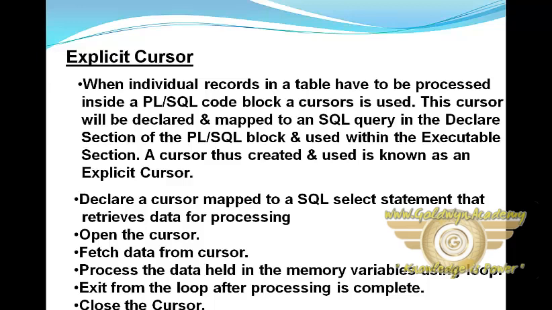Here are the steps involved in using an explicit cursor and manipulating data in its active set: declare a cursor, map it to a SQL select statement that retrieves data for processing, open the cursor, fetch data from the cursor, process the data held in the memory variables using a loop, exit from the loop after processing is complete, and the last one is close the cursor.